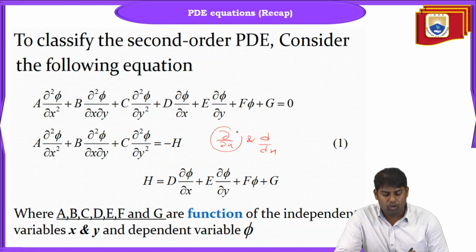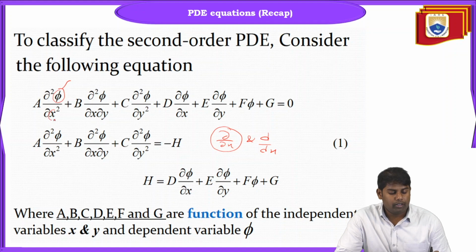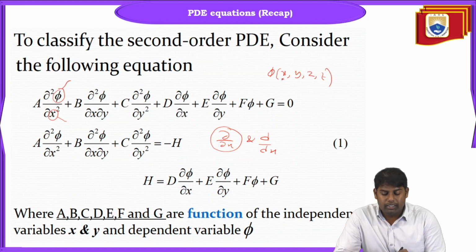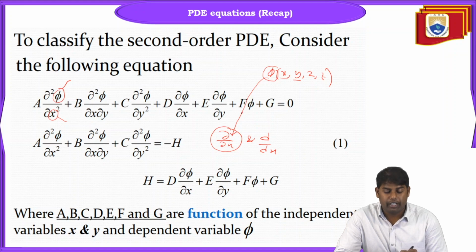When we use dou by dou x, the term in the numerator is called the dependent variable, and the denominator term is called the independent variable. If the dependent variable phi depends on more than one independent parameter, such as x, y, z, t, and so on, then it has to be evaluated with a partial differential equation.